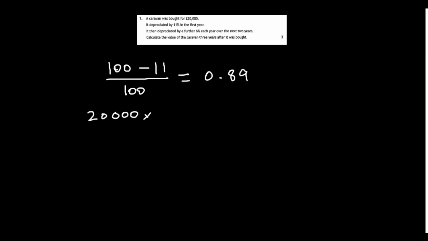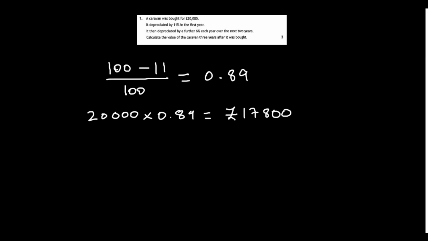So because it's a depreciation question, we start by doing 100 minus 11, and then we divide it by 100, and that gives us the factor of decrease. So it would just be 0.89. And then we multiply that by 20k to get the value after the first year. So that value would be £17,800. So that's how much its value is after the first year.